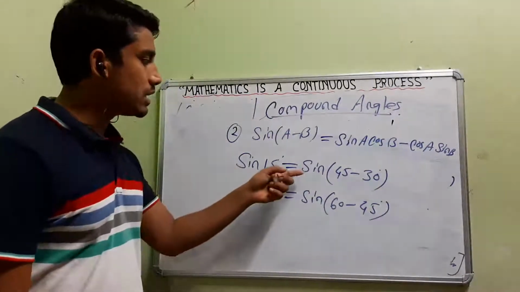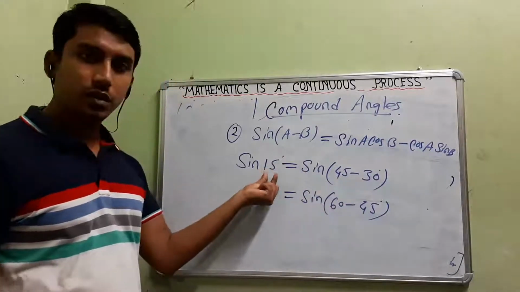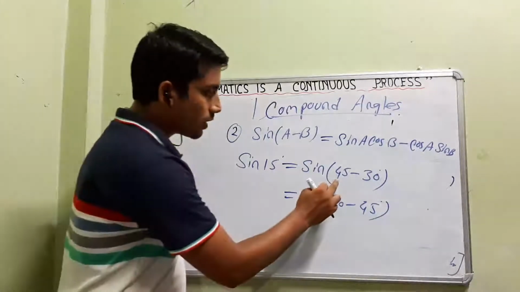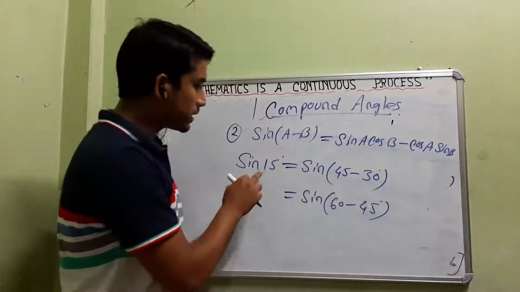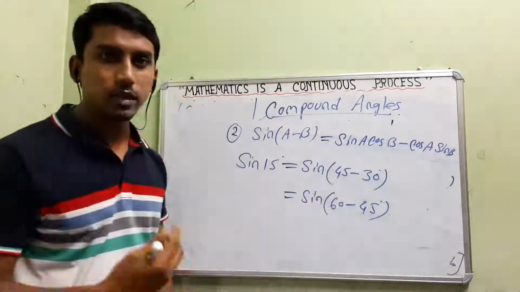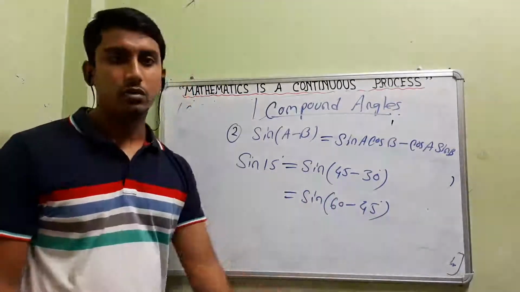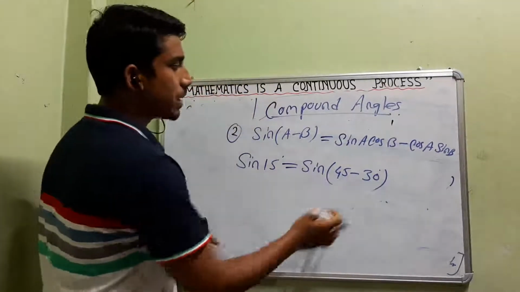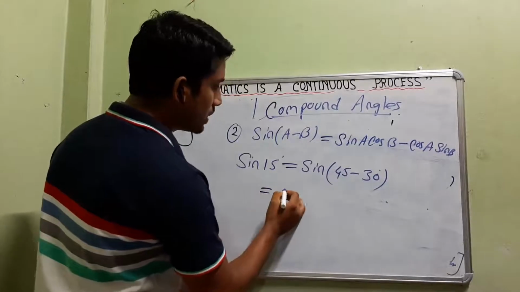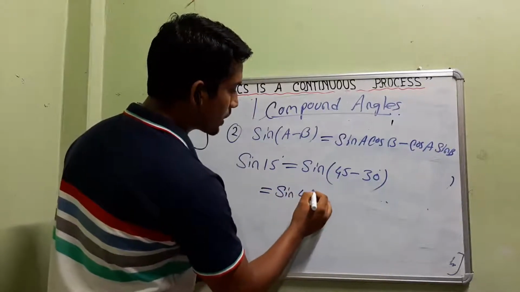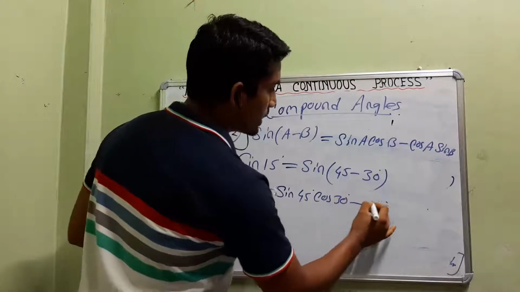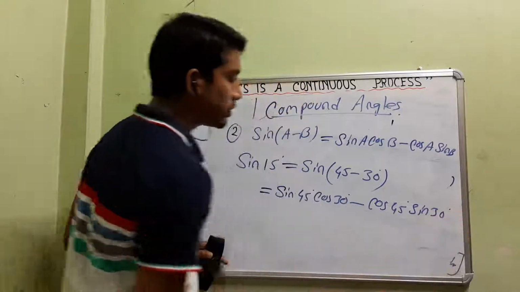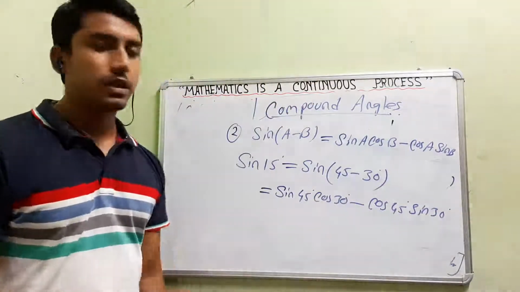Sin 15 degrees means sin(45 minus 30) is giving you 15. Yes, 60 minus 45 is also giving you 15. You just need to know that the angles in which you are breaking the thing should be known angles, so that you can put the values at last. So again put the same formula: sin(A minus B) is sin A cos B minus cos A sin B. So I think you will be able to put the values, and you can easily get the answer.